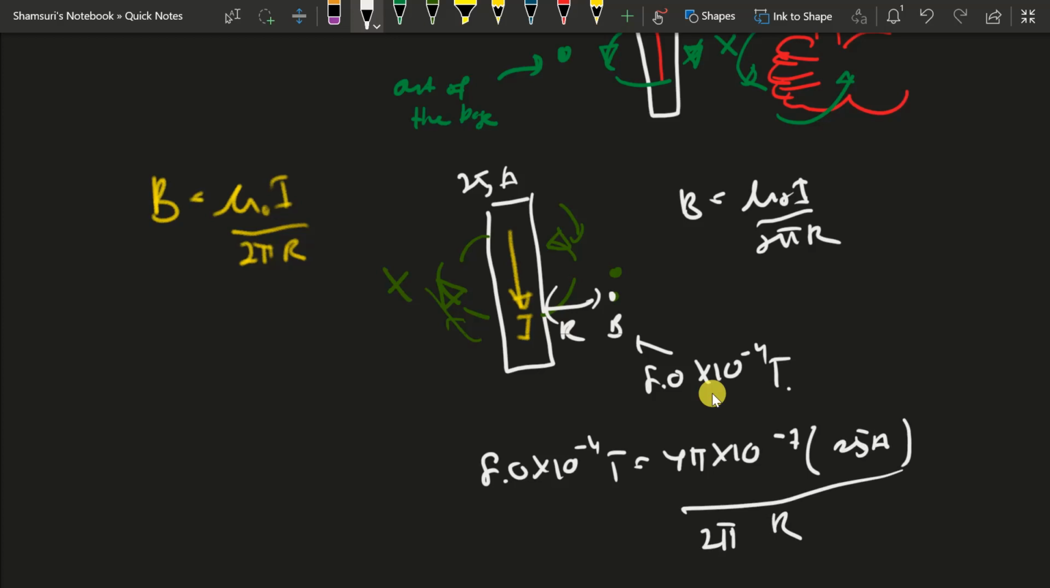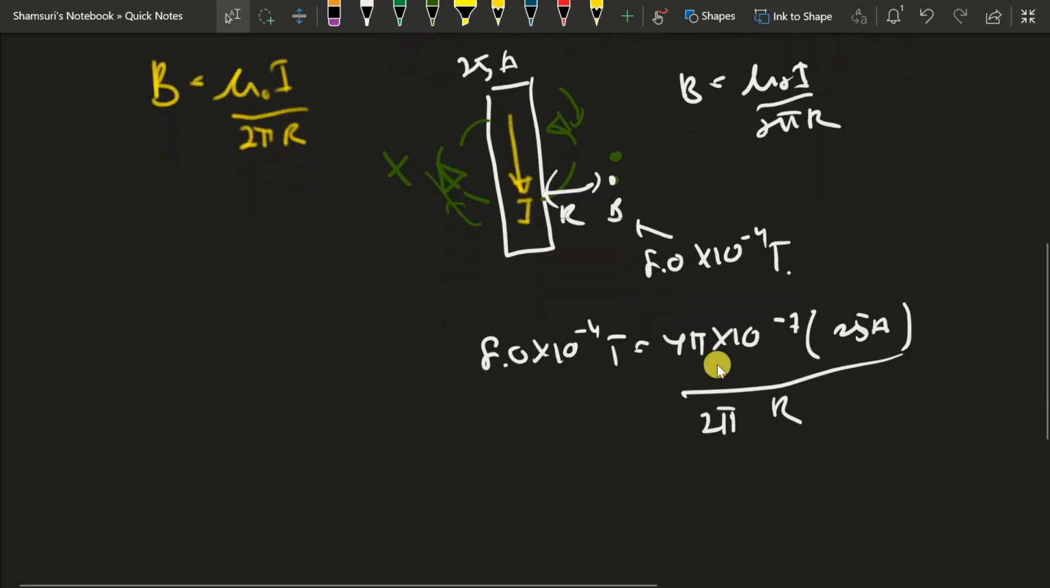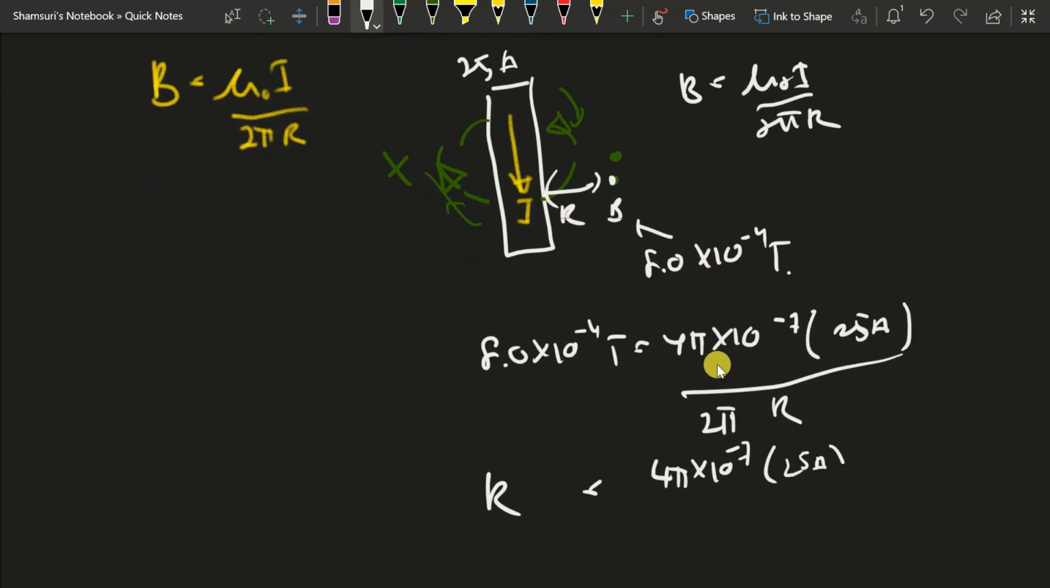How to find the R? Given this one, R is equal to 4 pi times 10 to the minus 7, times 35 M, divided by 2 pi. We have 8.0 times 10 to the minus 4. Then you can get the R.